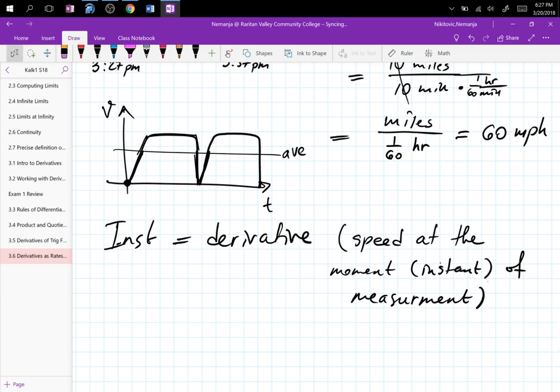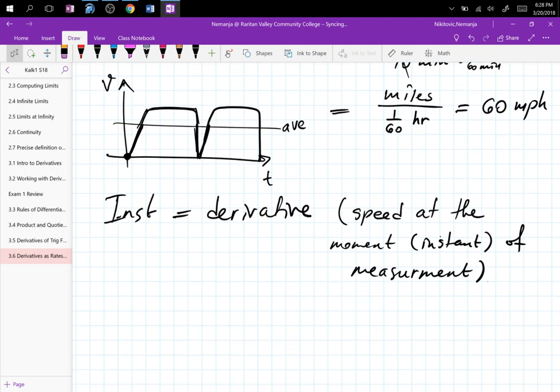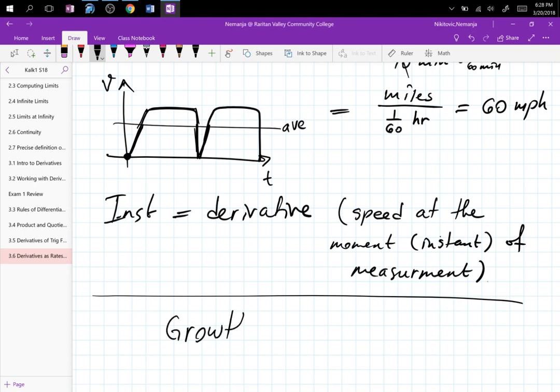So instantaneous velocity would be the derivative, which is the speed at the moment or at the instant of measurement. And the measurement is when you look at it, right? You see the lights in the rear view mirror? The first thing you do is you look at the speed, right? And you go, 5 points again. I see some of you can relate over there.